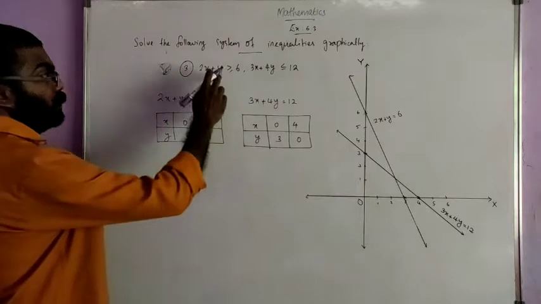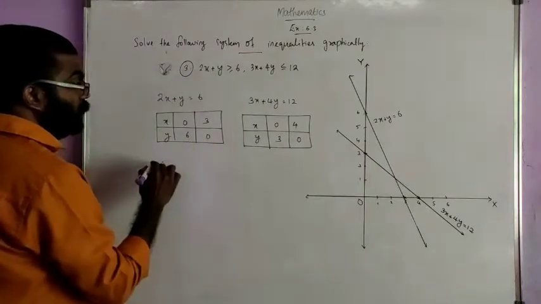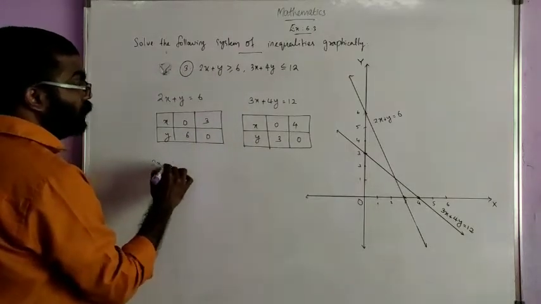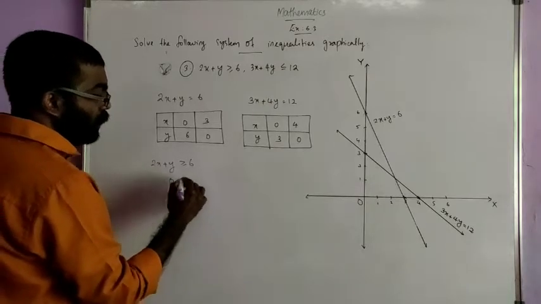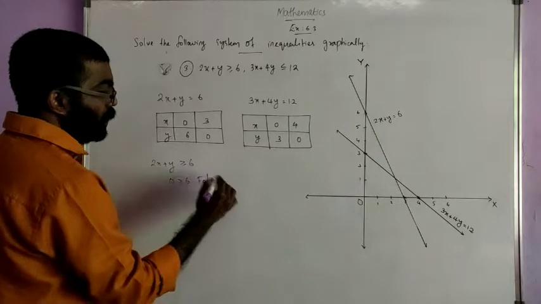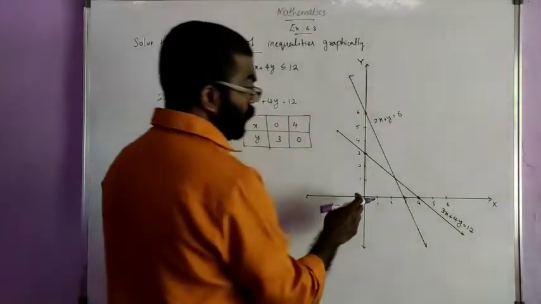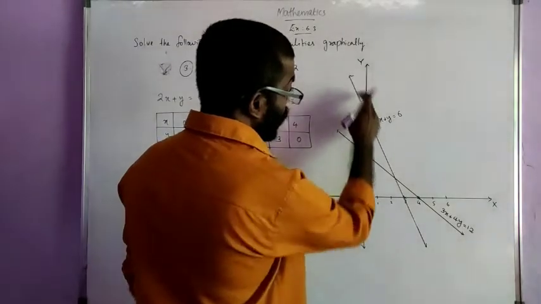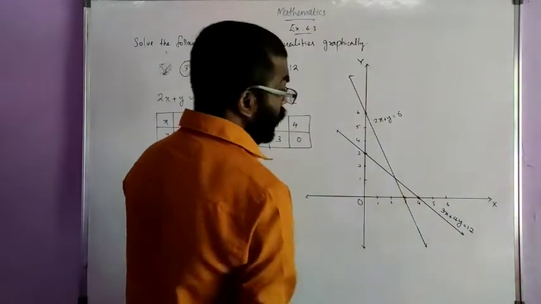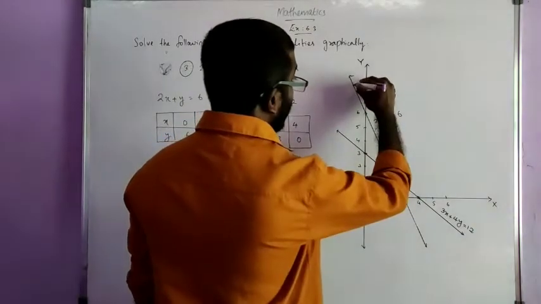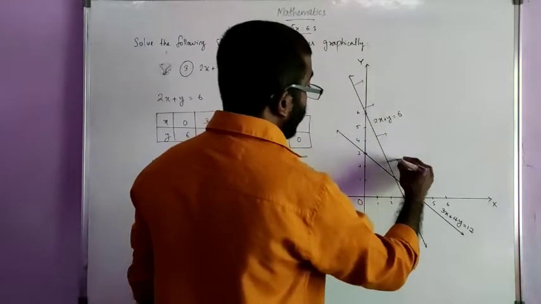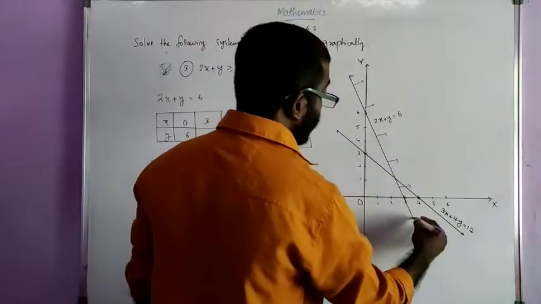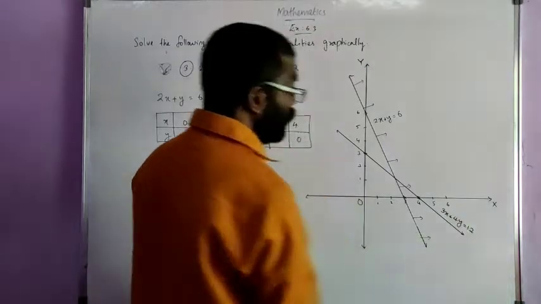Now we can check 0, 0 in the first one. 2x plus y is greater than or equal to 6. 0 plus 0, 0 greater than or equal to 6. It's a false statement. So 0, 0 is false for the first case. 2x plus y greater than or equal to 6. So the right half plane will be the corresponding plane. Right part of this line.